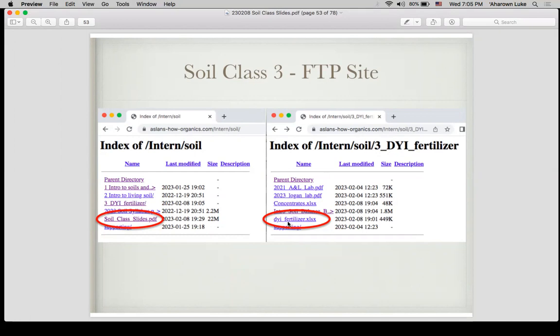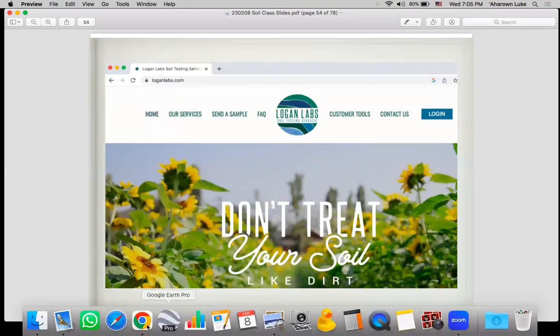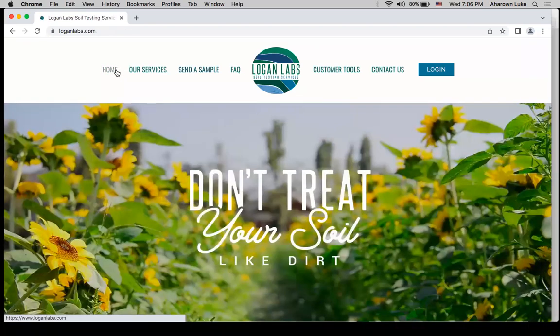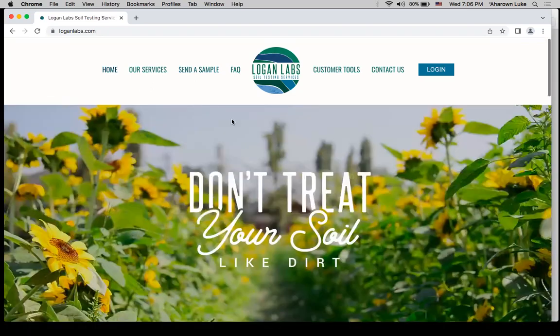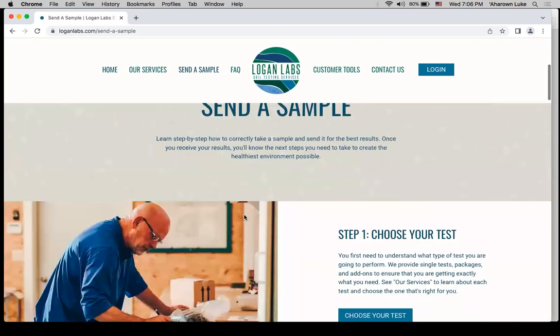it's called DUII_fertilizer. If you're going to do a soil sample, you really want to go to Logan Labs if you're going to use Steve Solomon, because this lab is paired up with the approach that Steve uses and has all the nutrients that are inputs for his fertility setup. I actually have their webpage up here. When you first get on the page, loganlabs.com, you're here. What you want to do is go to send a sample. And then they walk you through step one.